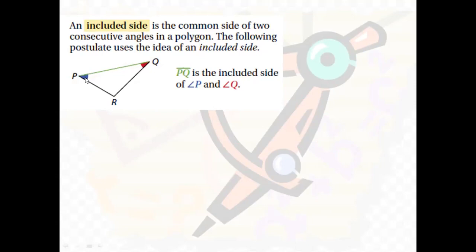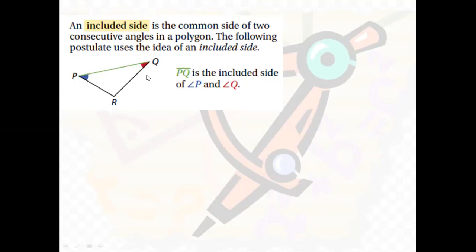So here, angle P and angle Q. The included side is the segment which is connecting both of them. So PQ becomes the included side. For example, if I ask you what is the included side for angle R and Q, which is the line which is connecting angle R and Q? Segment RQ. So segment RQ is the included side for angle R and angle Q.